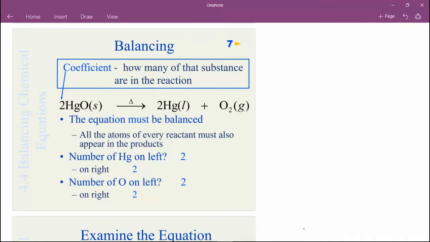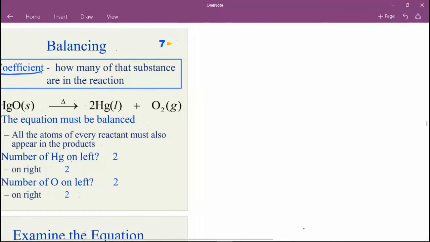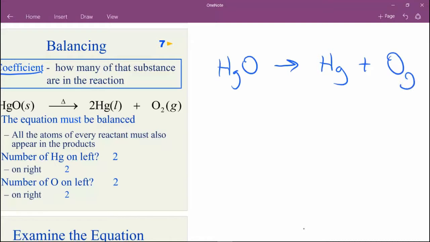Here, in balancing the chemical equation, we have to understand that there is a number that goes in front, and that is called our coefficient. The coefficient is the only number that I can change. I cannot change any subscripts. So for example, let me rewrite this without the coefficients. If I had mercury 2 oxide decomposing into mercury plus oxygen, okay?